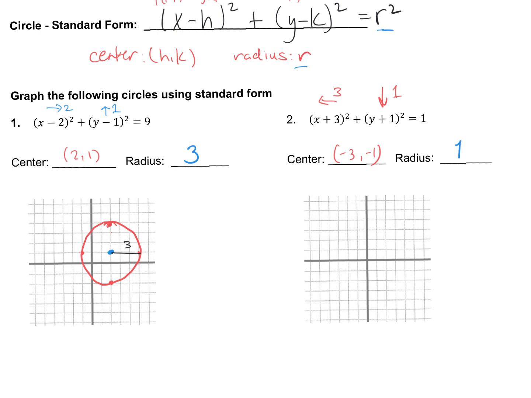All right, so graph it. So -3, 1, 2, 3, -1. And then to go all the way around is like this. Very small circle.